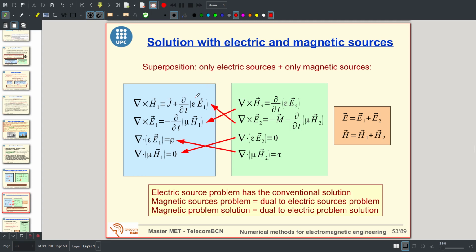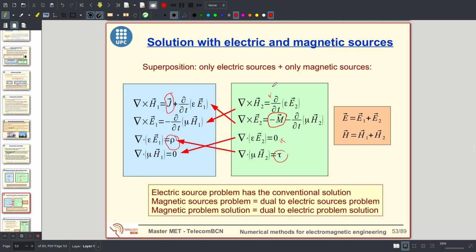We separate the sources, electric sources here, J and rho, electric current and electric charge, and we set the magnetic sources equal to 0 in this blue color box. And then in the green color box we set the magnetic sources, M and tau, and the electric sources are 0. Okay, so we have separated the problem in two. The problem in the blue box is an electric problem with electric sources. The problem in the green box is a magnetic problem with magnetic sources.